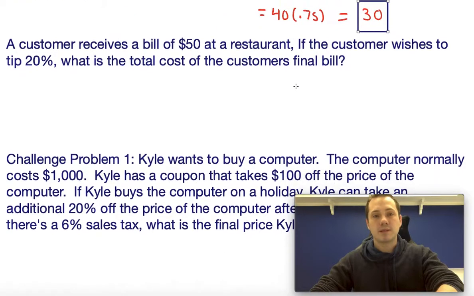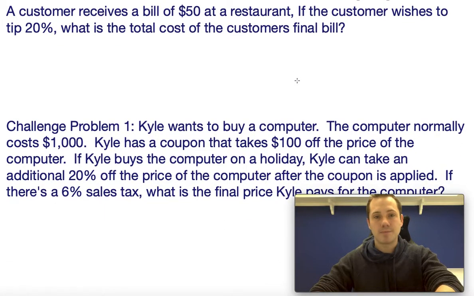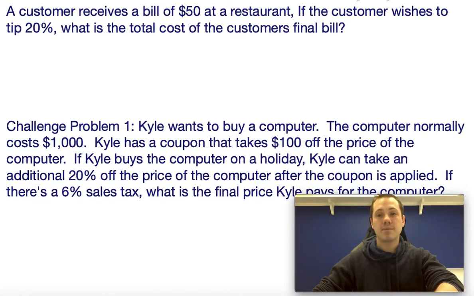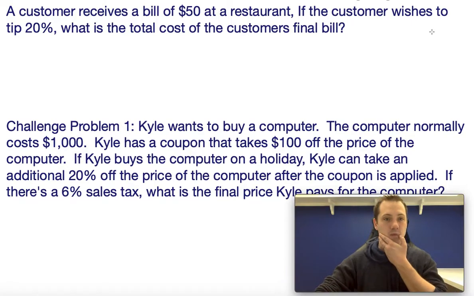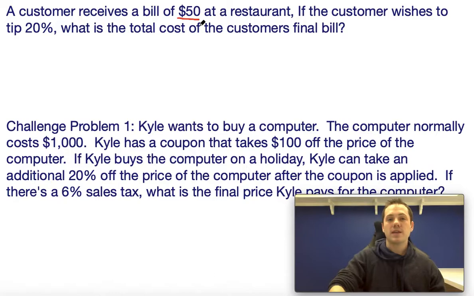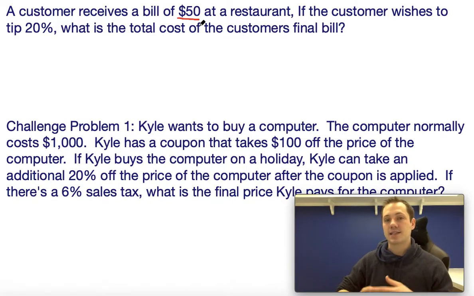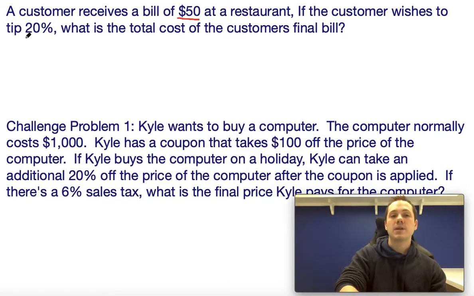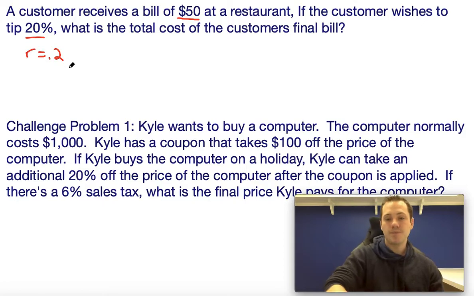Take a look at another problem. So it's a very common adult problem. A customer receives a bill for $50. The customer wishes to tip 20%. What is the total cost of the bill? Well, before the tip is added, it's going to be $50, so that's going to be our initial. We're tipping 20%, so that's going to indicate that r is 0.2.